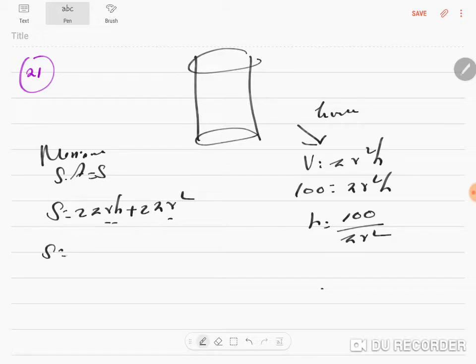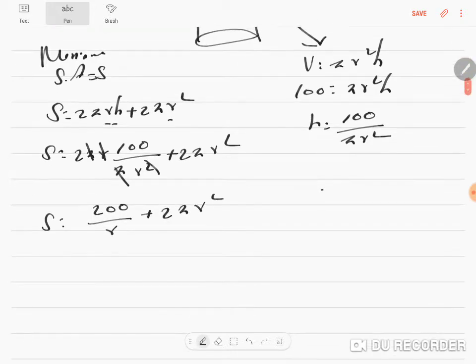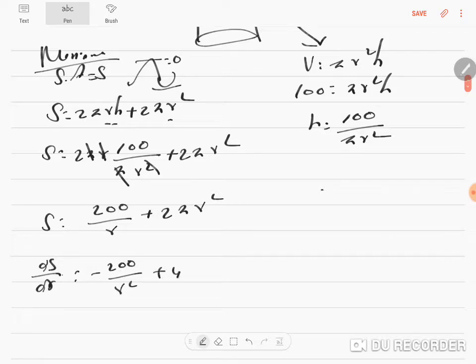So S is equal to 2 pi r h plus 2 pi r square. So now everything has become in terms of r. So r and r get cancelled, pi and pi get cancelled, and S is equal to 200 by r plus 2 pi r square. I haven't differentiated yet, because for maxima the differentiated value should be equal to 0. So for minima also the differentiated value is equal to 0. So dS by dr is equal to minus 200 by r square plus 4 pi r.